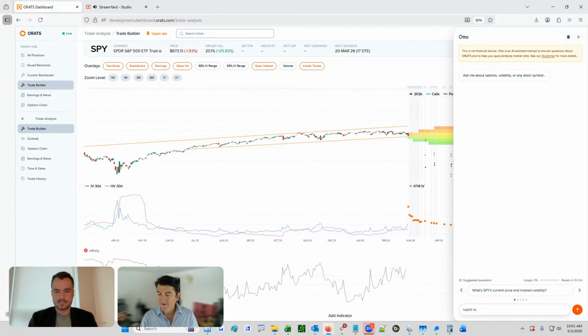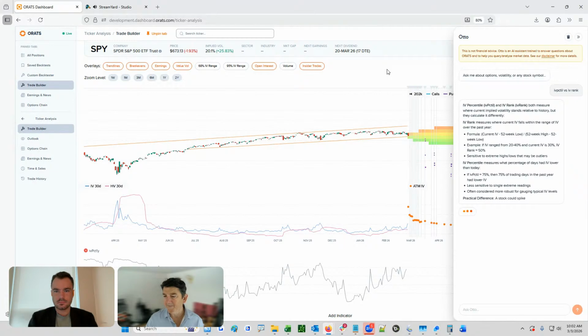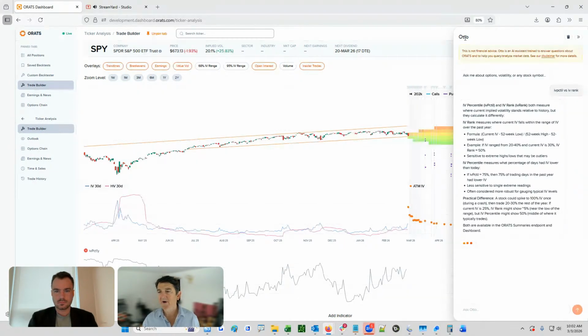And now I'm typing into Auto to see if it'll help me out to know the difference between implied volatility percentile and implied volatility rank. As you may or may not know, Auto is our AI agent that can answer questions for you. So let's look at what it wrote.